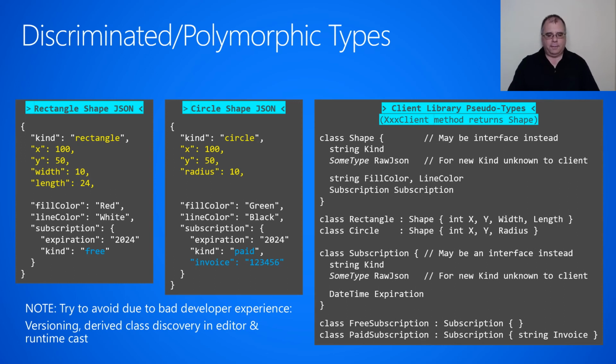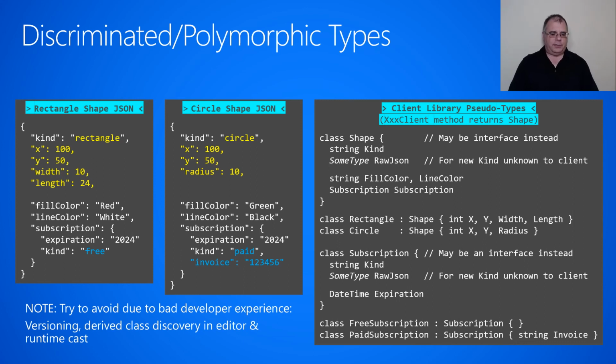For the subscription type, we would have another class or possibly an interface, depending on the language. It would also have a kind field in it, indicating what kind of subscription this is. The raw JSON field is there again as an escape hatch in case some new subscription type shows up in the future. And then they all had in common an expiration date, so I put that here as a date time. And then lastly, you would see the derived types, or the types that implement the interface, free subscription and paid subscription, and they would have whatever fields are specific to those in there. And then if some new subscription showed up in the future, some new version of the client library would get the new class implemented down below.